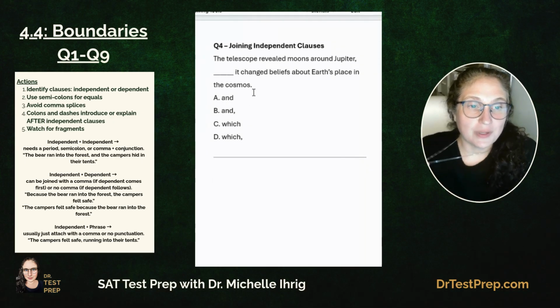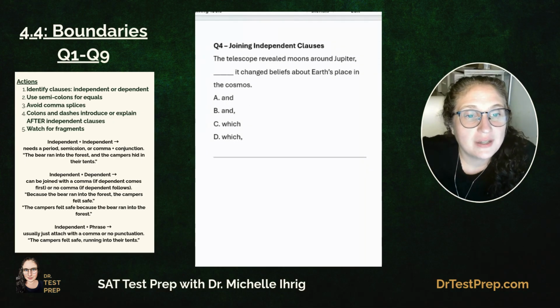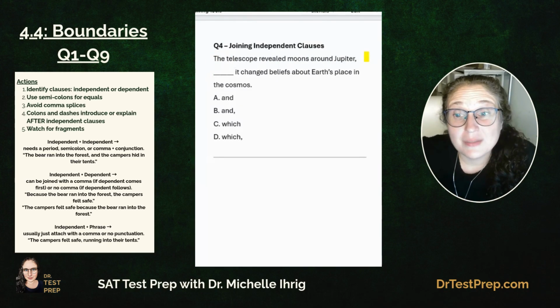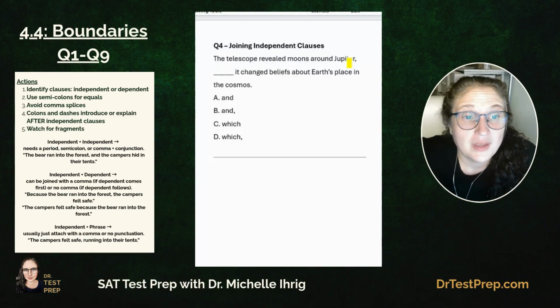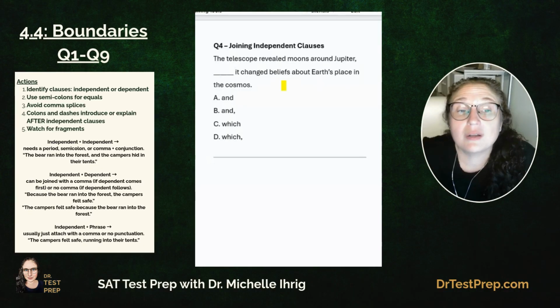All right, let's see how this one goes. Here we've got the telescope revealed moons around Jupiter. That's an independent clause. That's a complete thought. It changed beliefs about Earth's place in the cosmos. Also a complete thought.